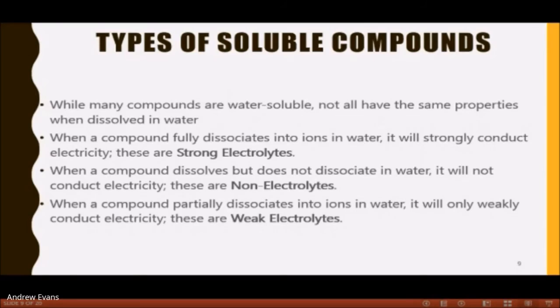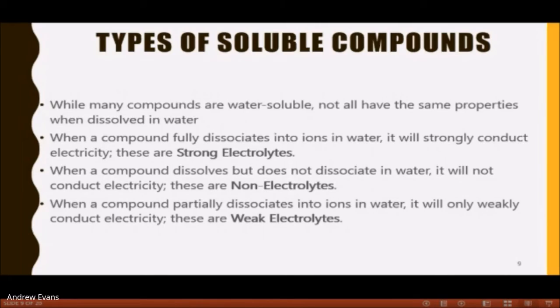Now, if something dissolves but doesn't break apart, it would form no ions. If it forms no ions, it won't conduct electricity, and thus these are called non-electrolytes. So a strong electrolyte might be a salt, like sodium chloride. A non-electrolyte would be like sugar. Sugar will dissolve in water, but it doesn't break apart. It's very carbon and hydrogen heavy and very organic.